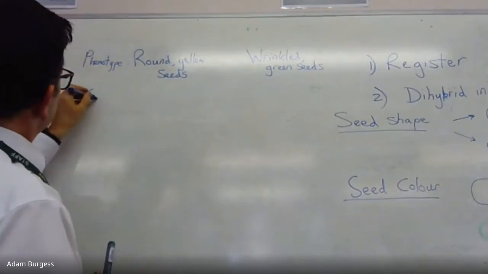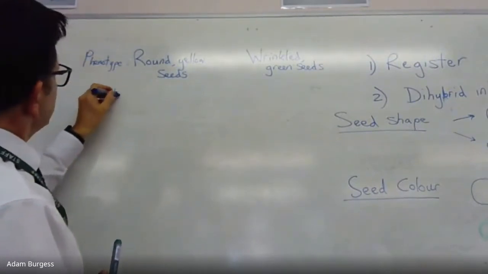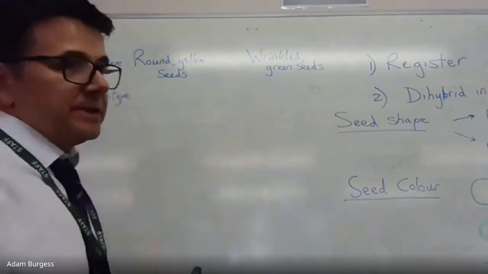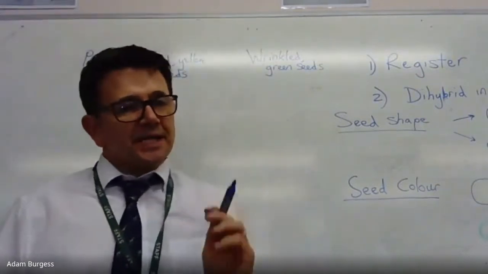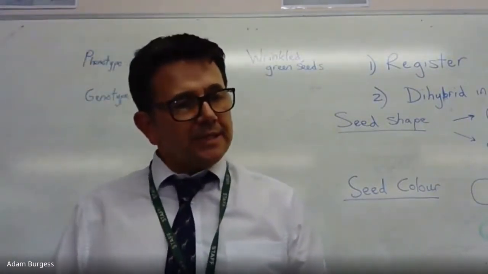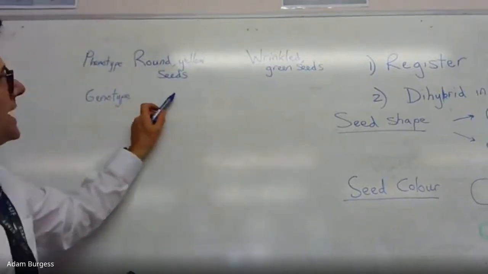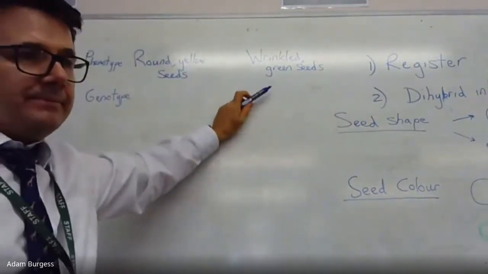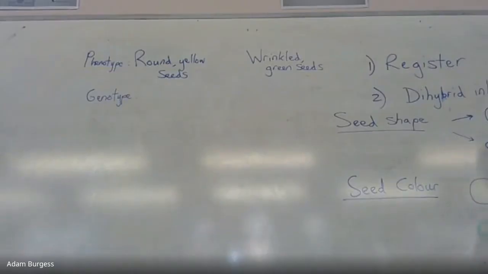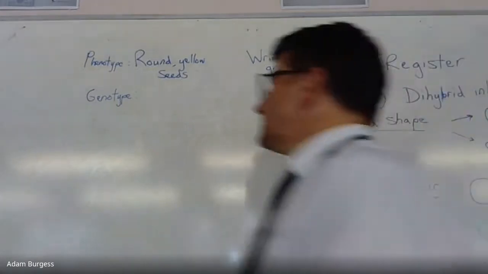And the genotype. Okay, so the information I've already given you, I'd like you in the chat facility to give me the genotype for both, please. So give me the genotype for round yellow and wrinkled green. Right, okay, let's see if you're right.